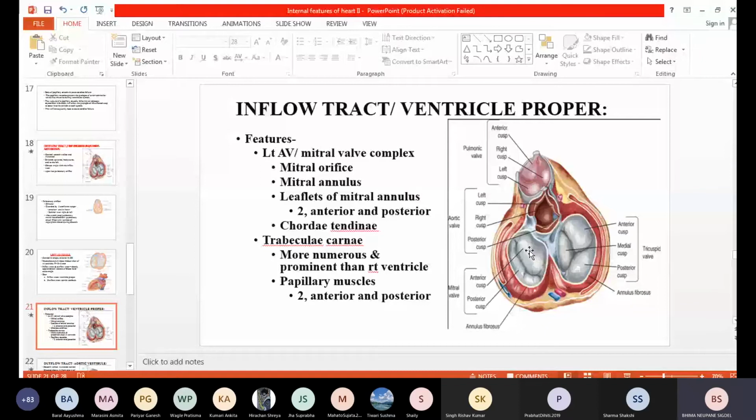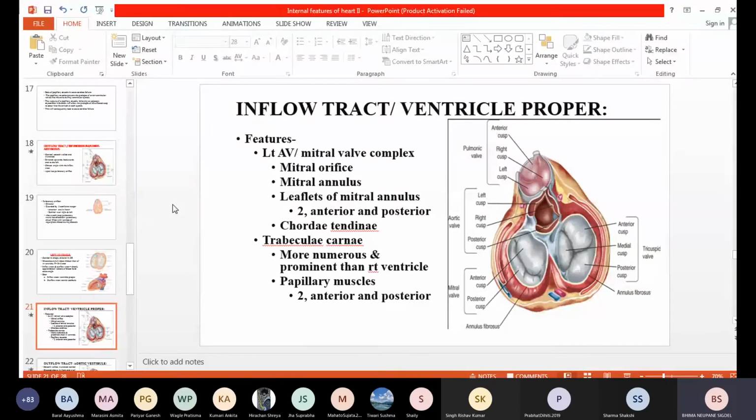Whereas in the left ventricle, two cusps are there and two papillary muscles, the anterior and the posterior papillary muscles. So you only have to notice the differences. The differences are that two cusps or two leaflets are present, the trabeculae carneae are more prominent on the left, and there are two papillary muscles, the anterior and the posterior.